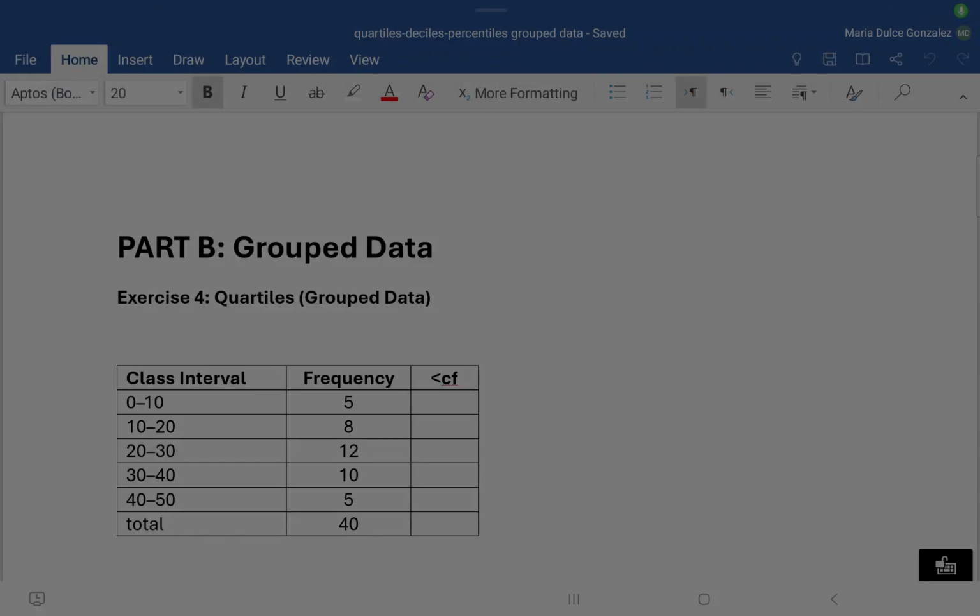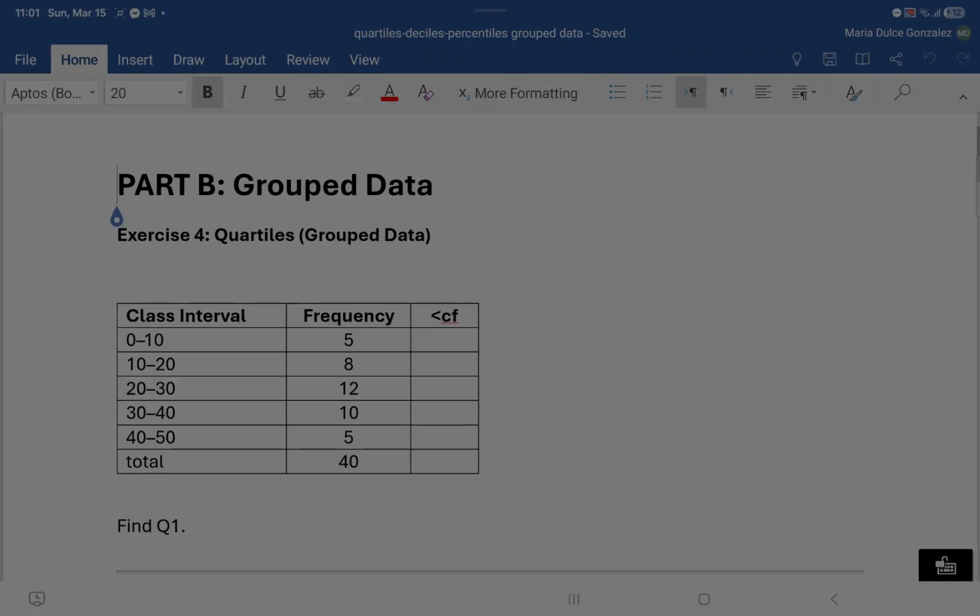Good morning everyone. Here is your requested video presentation for finding the measures of position of grouped data. So we start first with quartiles given a class interval and the frequency.